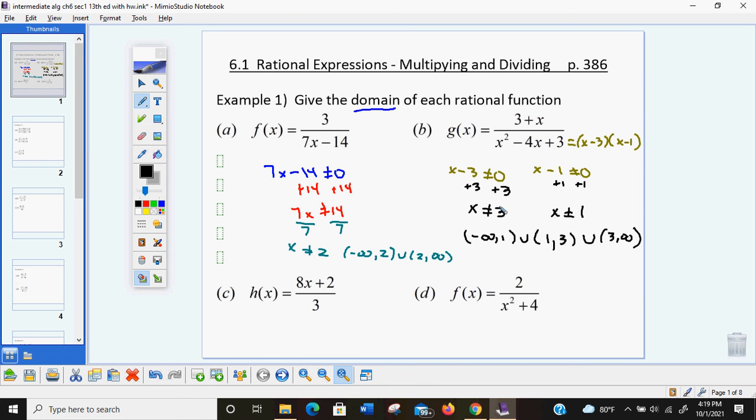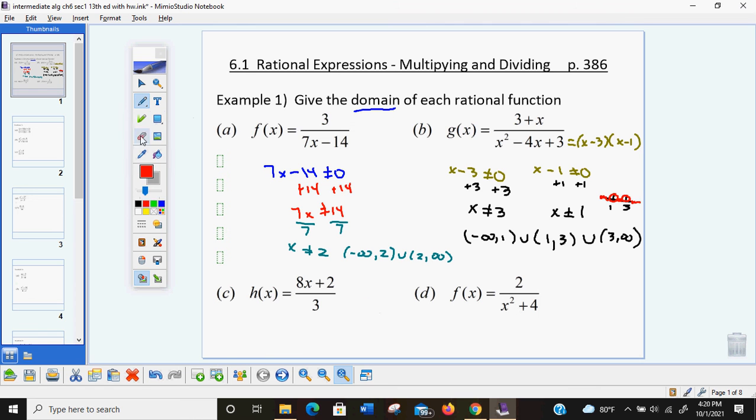Because if we had a number line here, this would be 1 and this would be 3. And it can equal everything on that number line except 1 and 3. We would have open dots here. But everything else is okay. So this would be the interval notation.